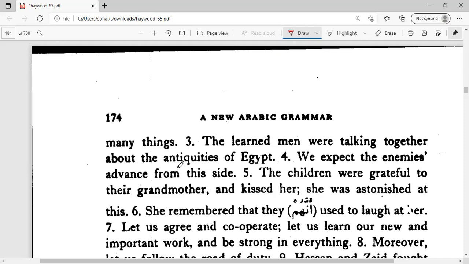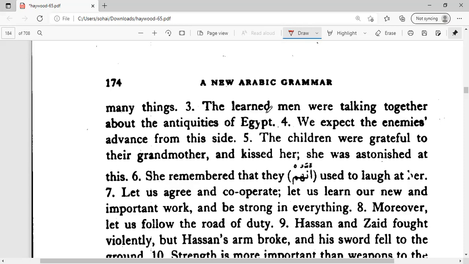So here, I believe it's going to be kana. We're going to use the past continuous. In this sentence you're going to use the full form. Majhul form? Learned men were talking. What do you think? I think you should use passive here. Why do you think? No, sir, because the subject is mentioned here. So no, active. Yes, active.